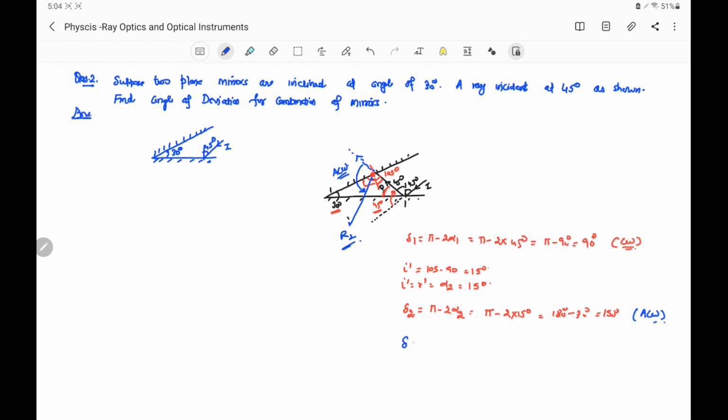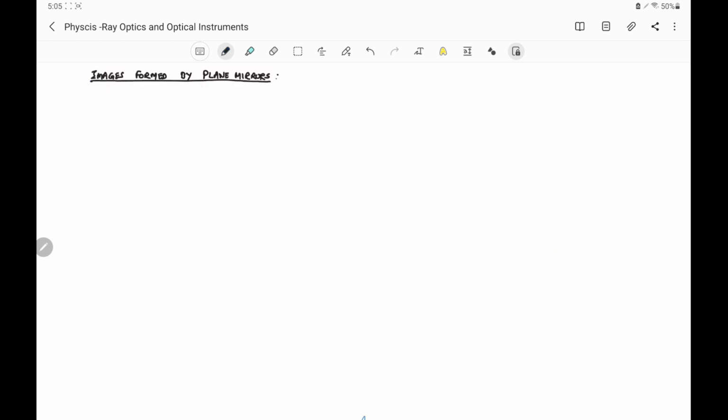So the net deviation is delta 2 minus delta 1, because these are in the opposite sense, one is clockwise, one is anti-clockwise. So to find the net deviation, we have to take the difference, and it will be equal to 150 degrees minus 90 degrees, that is equal to 60 degrees deviation in the anti-clockwise direction. This is the answer. Next point is images formed by plane mirrors.